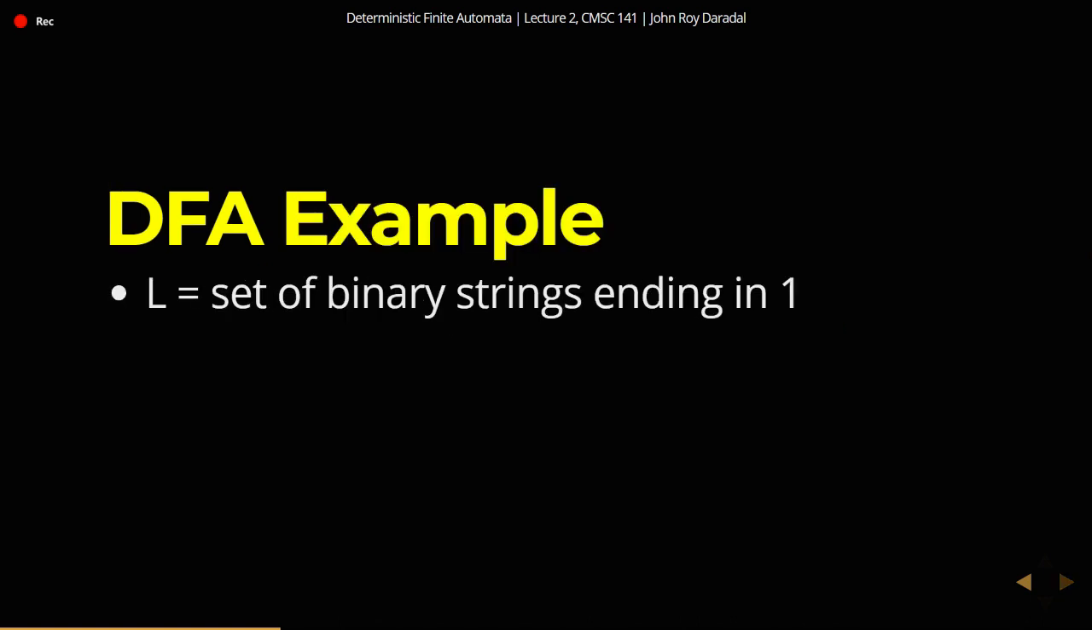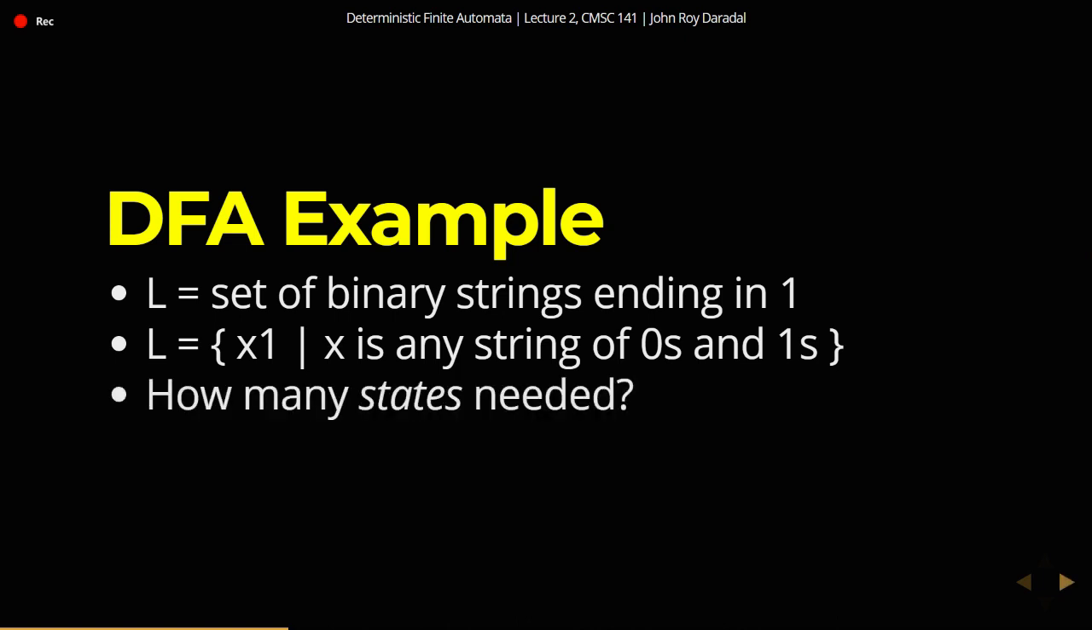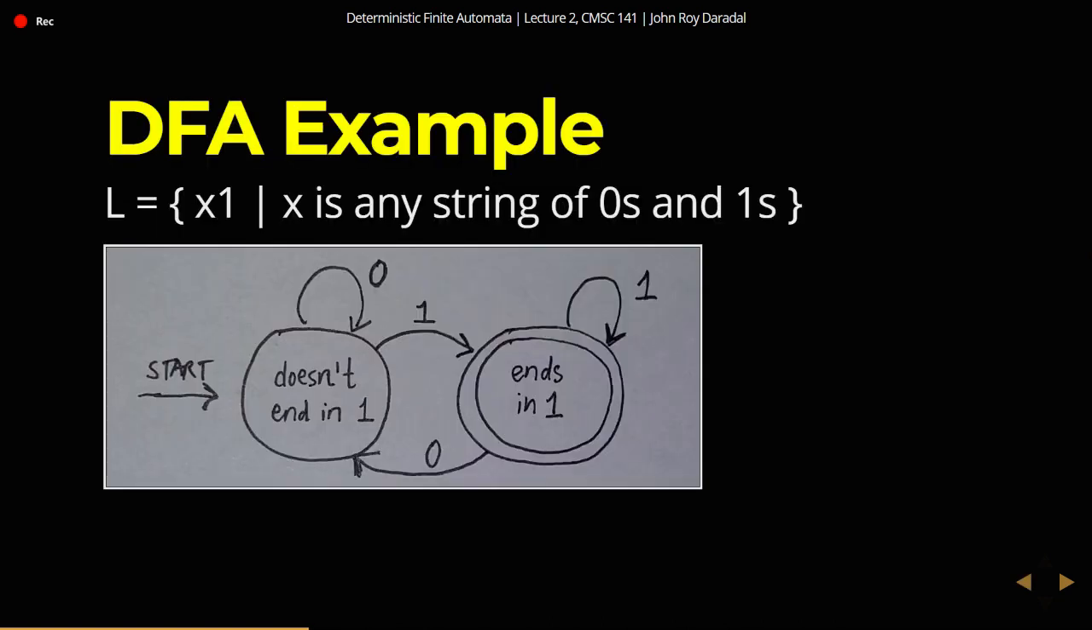Okay? So let's see an example. Let's say we have the language wherein it's a set of binary strings that ends in 1. So we could write this in set former notation. So it's x1, wherein x is any string of zeros and ones. So as long as the string ends in 1, it's part of the language. So how many states do we need in our DFA for this language? In fact, we only need 2 states. So this is the DFA for the language of binary strings that end in 1.